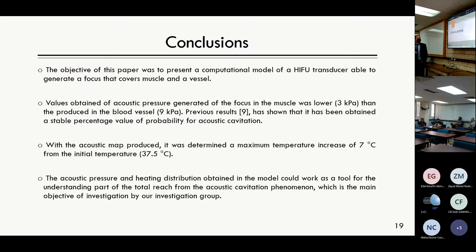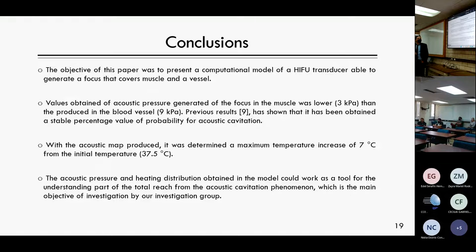As a conclusion of this work, the objective of this paper was to present a computational model of the HIFU transducer able to generate a focus that covers muscle and vessel tissue. The acoustic pressure generated in the focus in the muscle was lower than that produced in the blood vessel. Previous results have shown a stable percentage probability for acoustic cavitation appearance at higher acoustic pressure. With the acoustic map produced, a maximum temperature increase of 7 Celsius degrees from the initial temperature put in the simulation was determined.